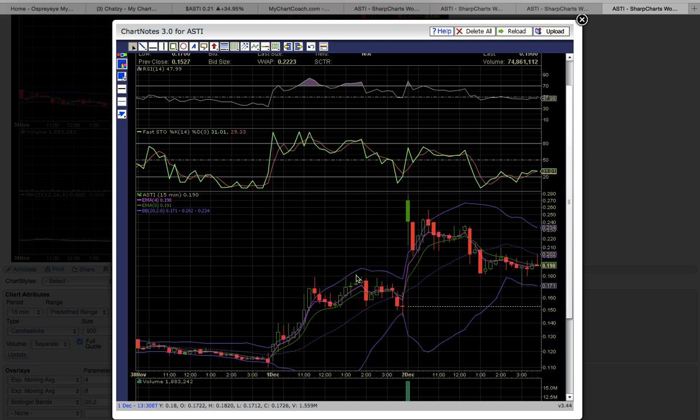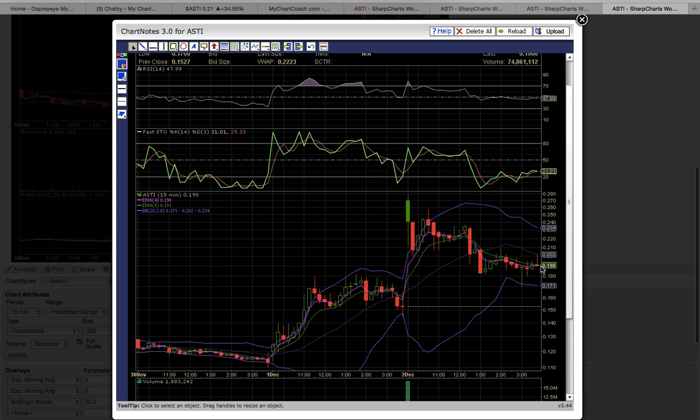So as you can see, this level right here was high of day on the first, and then the candles came down and hit that level, filling the gap. And so a new downtrend started on the 15-minute chart when the candles closed below the middle Bollinger Band. So now the candles are riding EMA's 4 and 8 resistance lower.